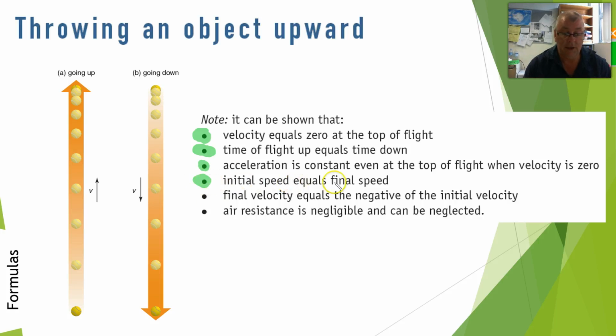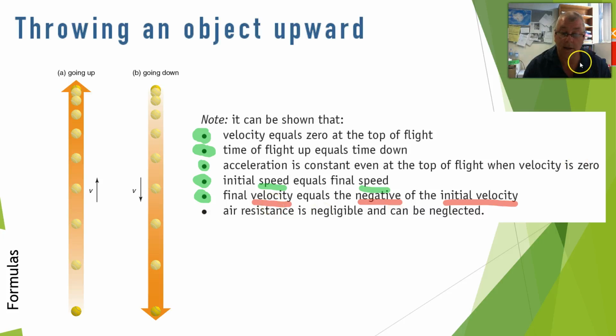The initial speed equals the final speed. So if I throw this up at 20 meters per second, I catch it at 20 meters per second speed. The only difference being that the final velocity equals the negative of the initial velocity. So if I throw this up at 20 meters per second up, I will catch it at 20 meters per second down. So that's the difference between speed and velocity there.